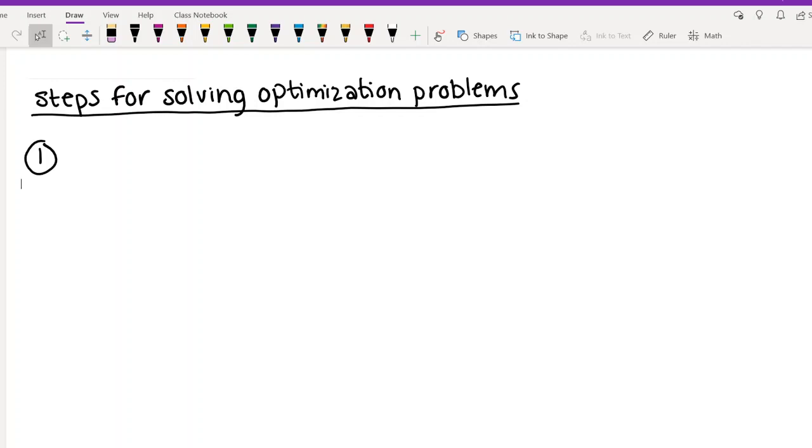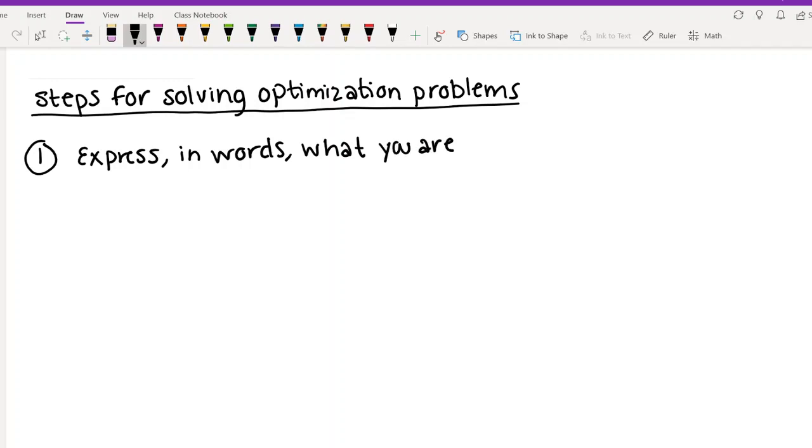And so to figure out what that function is, it's really important that you first start by expressing in words what it is that you're trying to minimize or maximize.